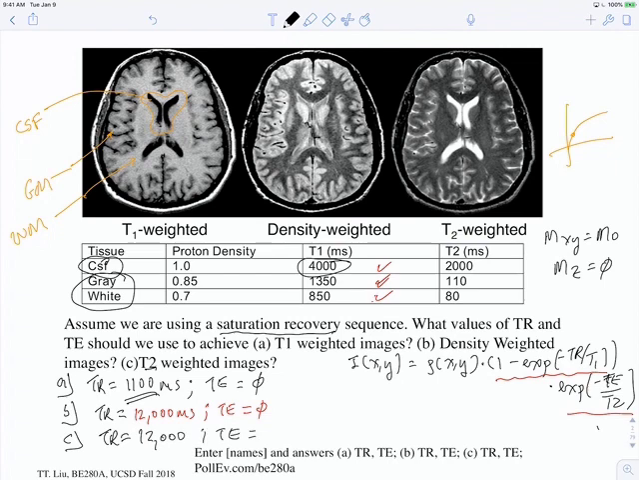And what should the echo time be? The average of what two numbers? Yeah, the average of the T2 in gray and white, which is what? It's about 95, I guess. Is that right? 95? Okay. Okay, everyone okay with that? Any questions on that? That means you're all ready for the next question, right?